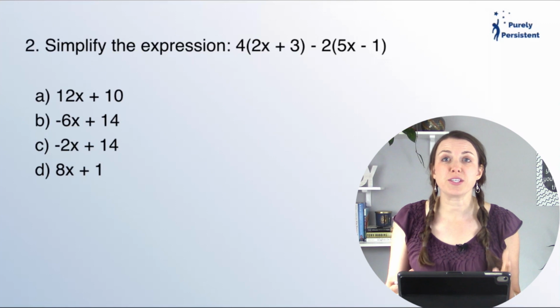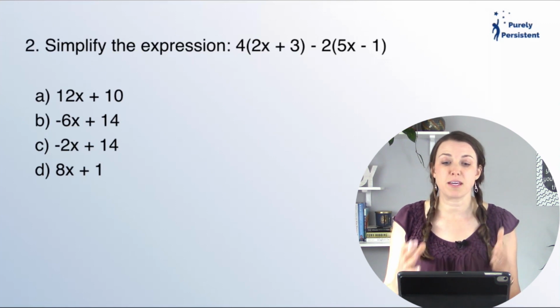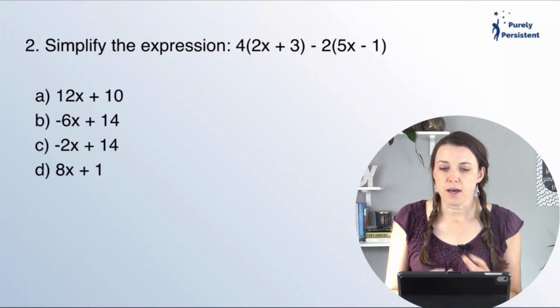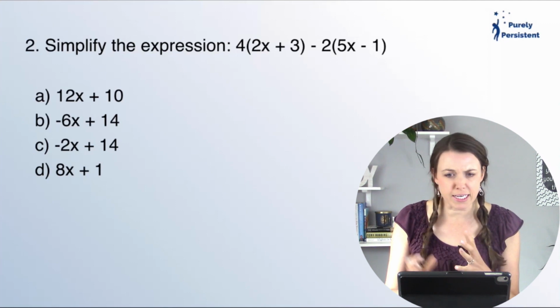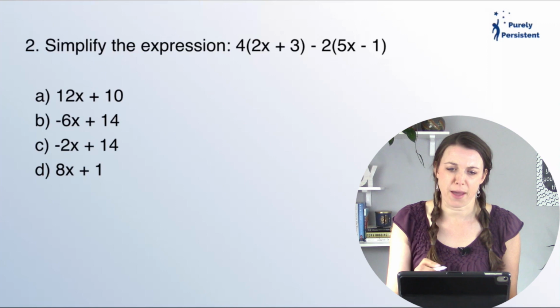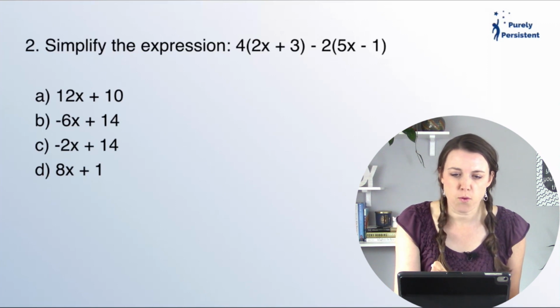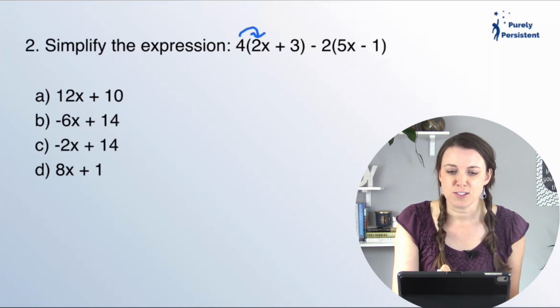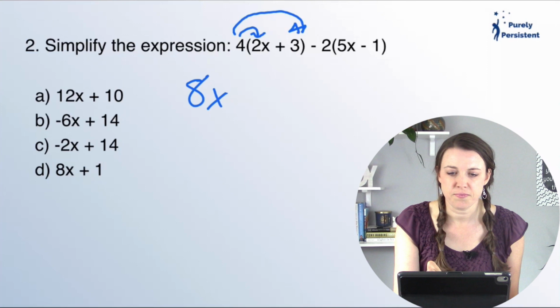So what I'm going to do here, the parentheses is having me multiply. Okay, but first I'm going to see, can I combine anything in the parentheses? No. Okay, so I'm going to go 4 times 2x. So 4 times 2x is simply 8x. And then I'm going to go 4 times 3, which is 12.